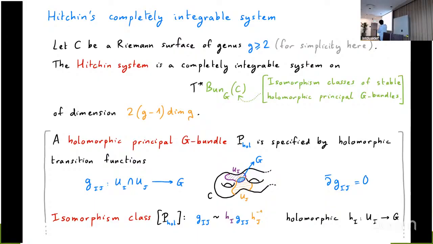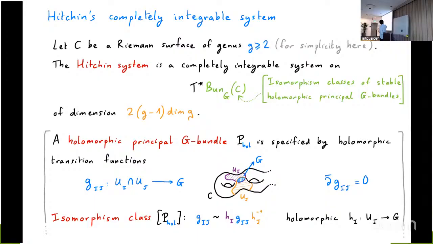What is crucial for what follows is what I mean by a holomorphic principal bundle, and what is an isomorphism class of such things. The nice thing is that this space of isomorphism classes is finite dimensional, and the cotangent bundle is also finite dimensional. So the phase space has this dimension. Keep this number in mind: 2 times (g minus 1) times the dimension of G. This is again only for g greater than 2.